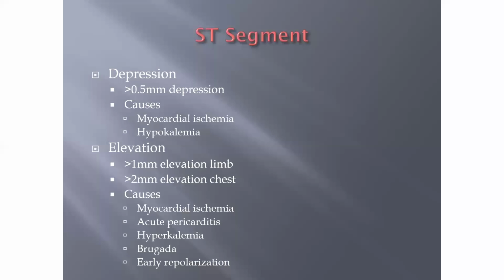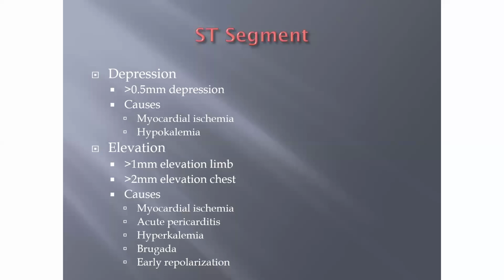the causes would be myocardial ischemia, when the myocardium has a challenge in terms of supply of oxygen, and patients who have hypokalemia. It is elevated in patients who have myocardial ischemia, acute pericarditis, hyperkalemia, Brugada syndrome, and of course, there also could be early repolarization.